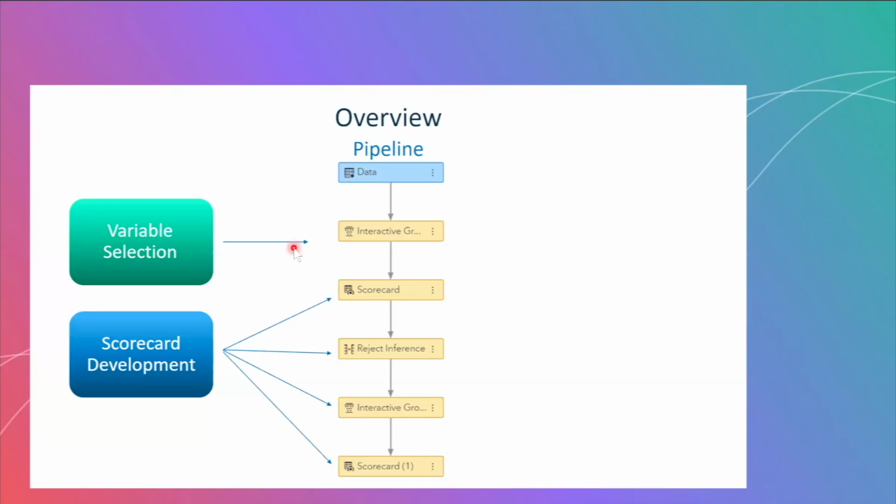Yeah, so we bring in data. The interactive grouping node is something that comes into the picture. Then comes the scorecard, then reject inference. Again, another set of interactive grouping, and then finally another scorecard building.